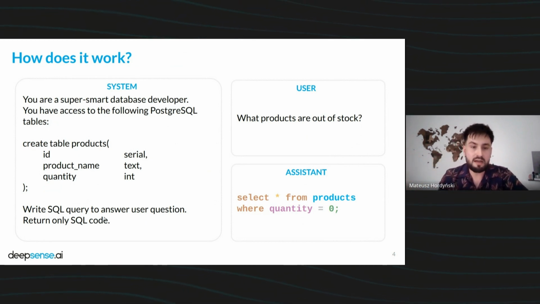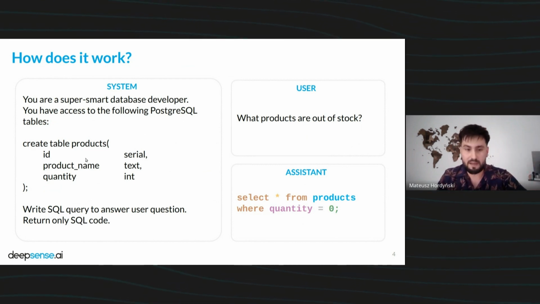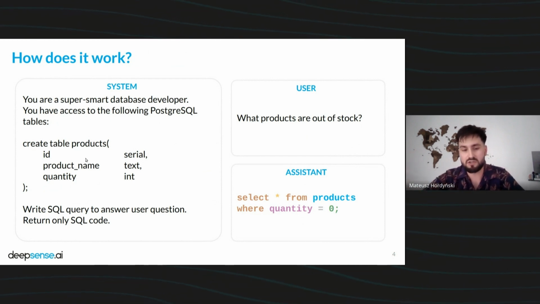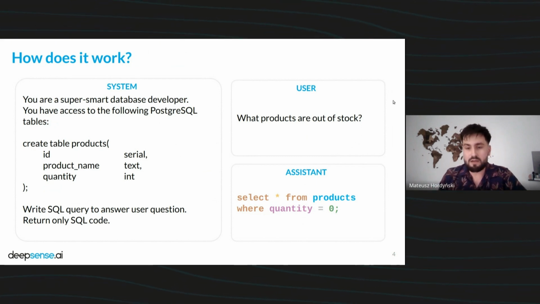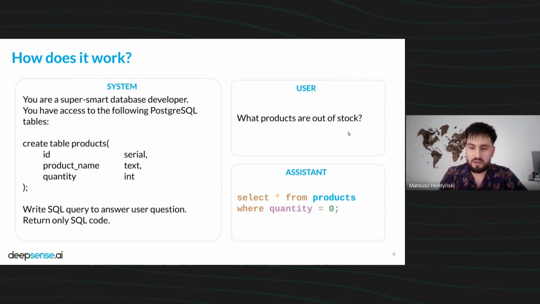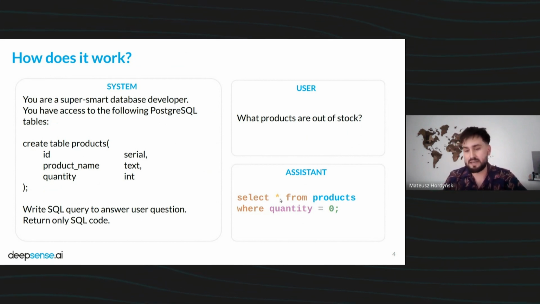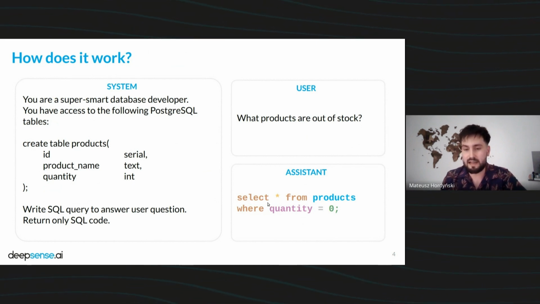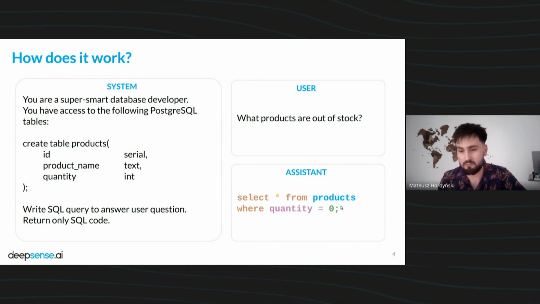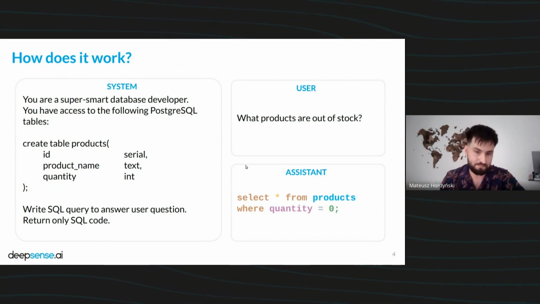Just to recap, we say to the model that it has access to some database, we list the tables that it has access to, and we instruct it to return an SQL query and SQL query only. After that, we got the question from the user: what products are out of stock? And we got the correct response. This query will answer that question: select star from products where quantity equals 0. It totally makes sense. It would be okay to execute that query and answer the question based on the results from that.